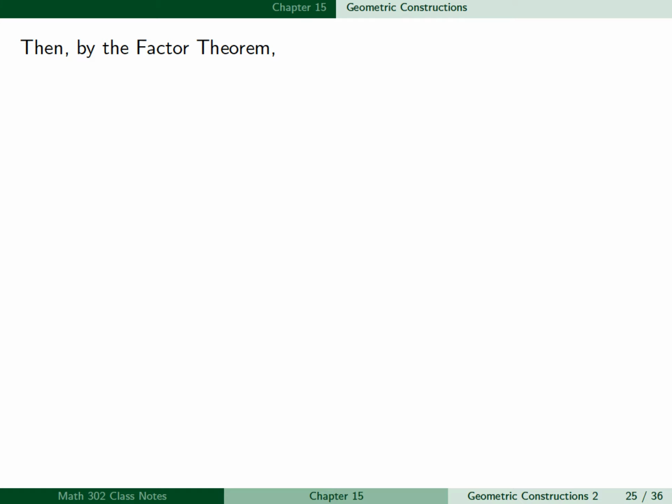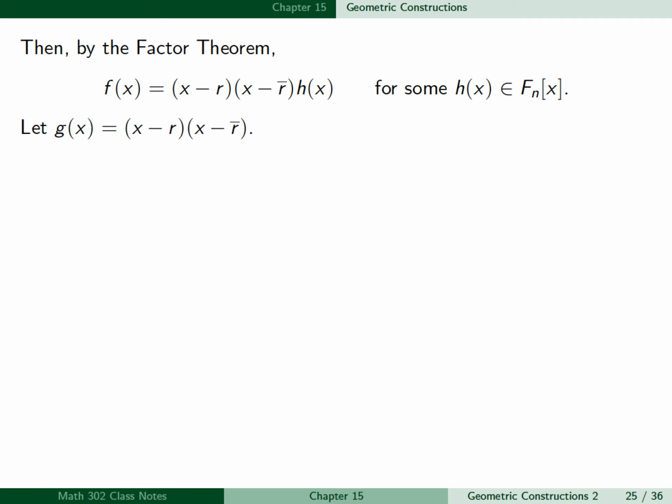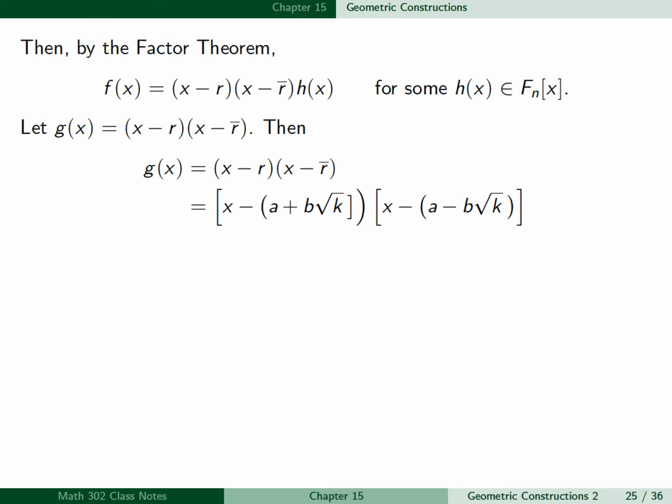So then by the factor theorem, f of x is equal to x minus r times x minus r bar times h of x for some h of x in F_n[x]. So let's let g of x be the product of x minus r and x minus r bar. So then g is equal to x minus a plus b square root of k times x minus a minus b square root of k.